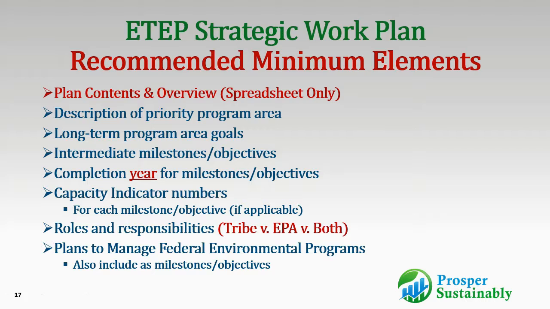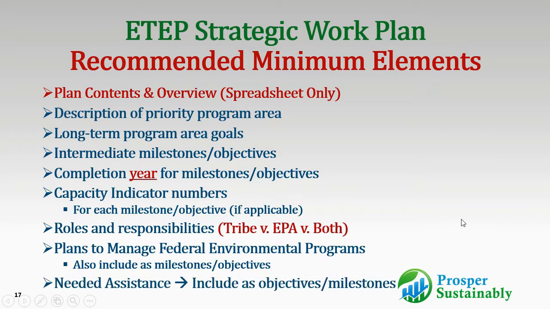And then the plans to manage federal environmental programs, they actually include this as a separate thing, but I also include these as milestones and objectives themselves. So if you have a plan to prepare your own water quality standards and obtain TAS for that, that's an objective you want to incorporate in your plan. You want to have it listed for a specific year. If it's going to be a multi-year process, you want to indicate what stage of the process you're going to be in, or what the objective is for each year of that process. And then your needed assistance, I recommend including those as objectives and milestones as well.